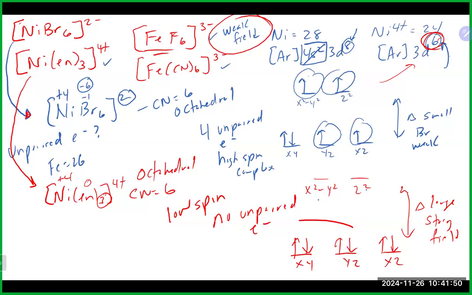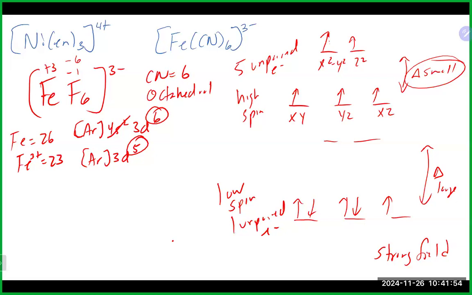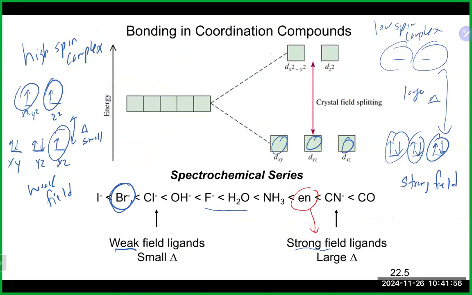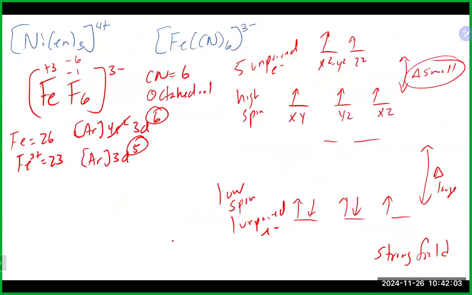The last one is that guy right there. So that's the iron with the CN6. And we look at CN, it's over here at strong field. So what we're going to end up with here is iron is -1 here for the CN. That's -6, -3, +3. So in this case, we will still have our 5 electrons.